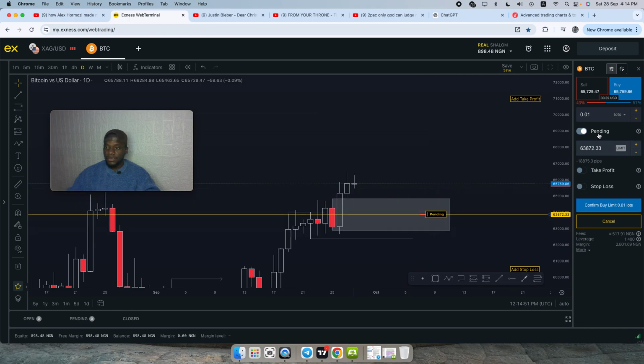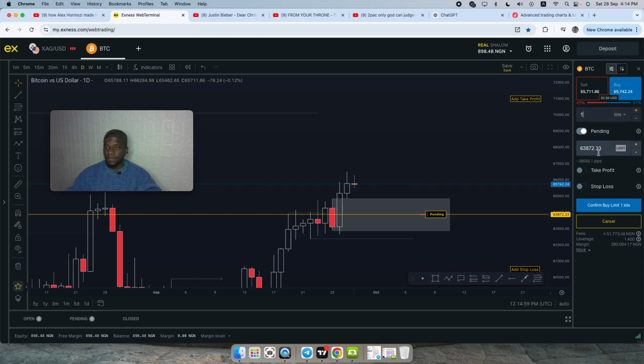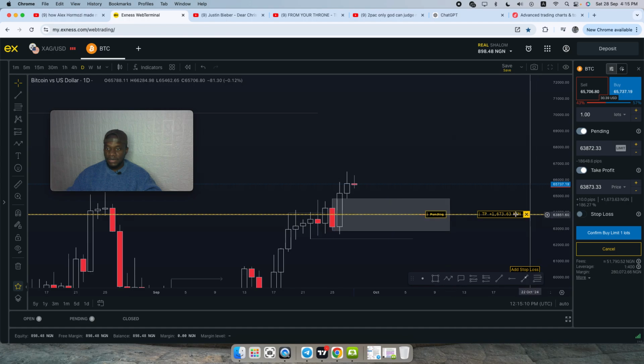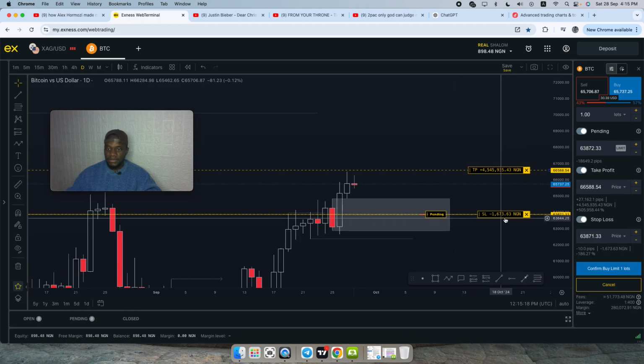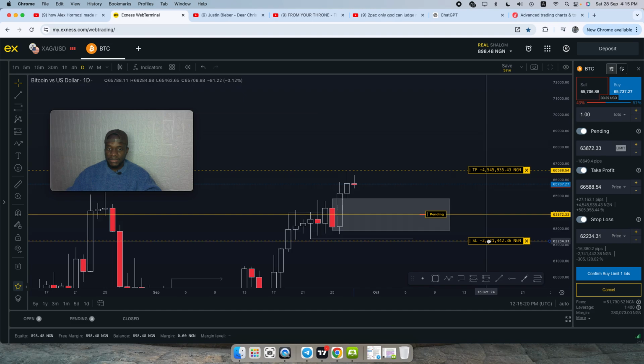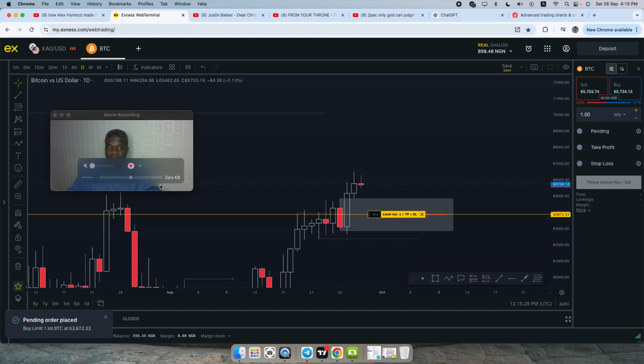Then I will set the order, the lot size I want to use. So let's say I want to use one lot size. Okay. Then come in here, what's the price I want to enter in? I've already set the price. Then the take profit, I'll just drag my take profit to somewhere here at the nearest high. Then I'll drag my stop loss down to the current low, which is here. So what will I do? I'll just press buy limit.